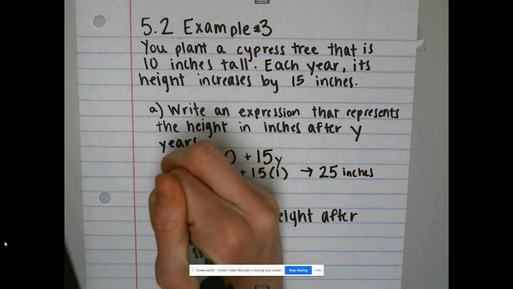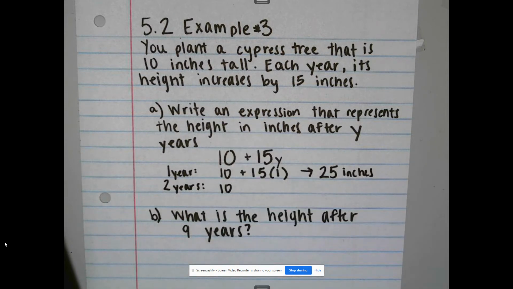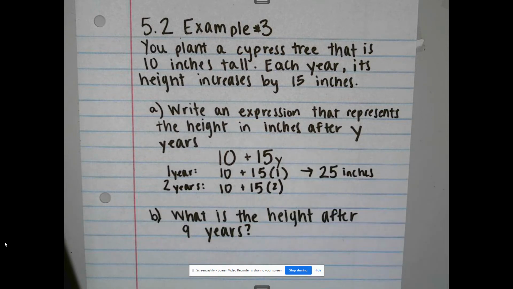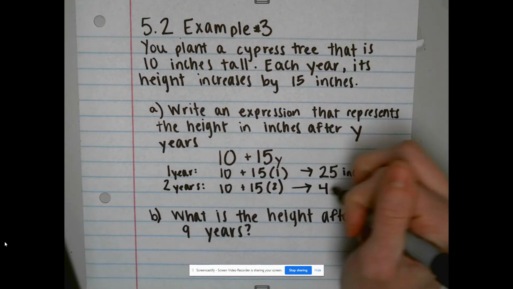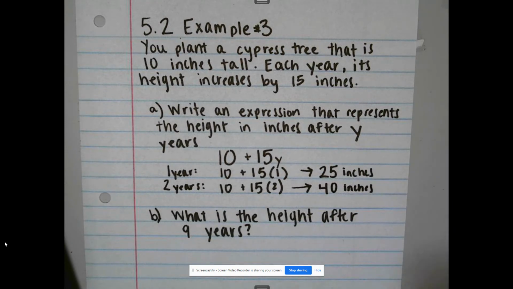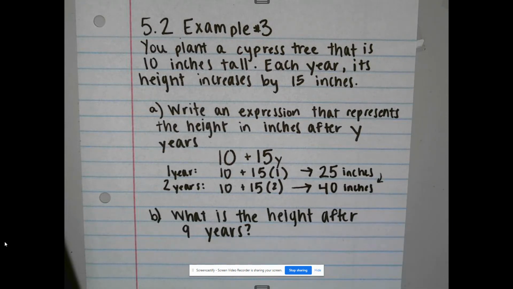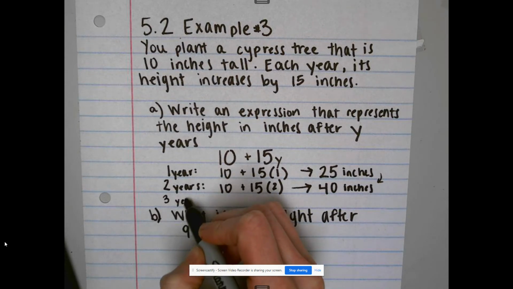Let's try 2 years. We would start with our original 10, that hasn't changed, plus 15 times 2 now because it's been 2 years. And that would be 30, right? Because we do our multiplication first. So 30 plus 10, which would equal 40 inches. Now, one way we can double check our work is see, it's supposed to be growing 15 inches every year. Did it grow 15 inches from the first year to the second? Yep, it did.